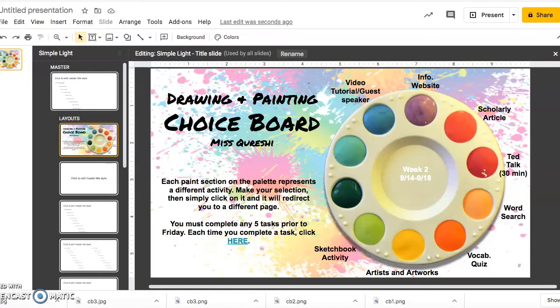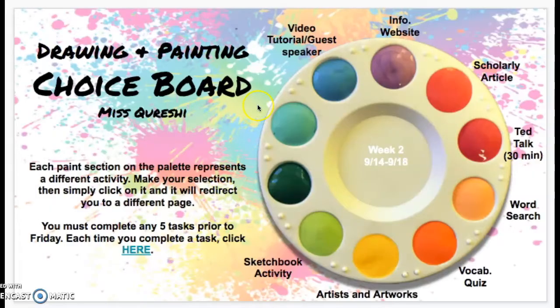Here's an example of a choice board that I made on Google Slides, and this is for a studio course. So taking a look at this, I might send this to students or assign this on my Google Classroom. Students can access this slide, and this is really for asynchronous work. This is going to be assigned to them for that specific week, and I make sure to put the date on this.